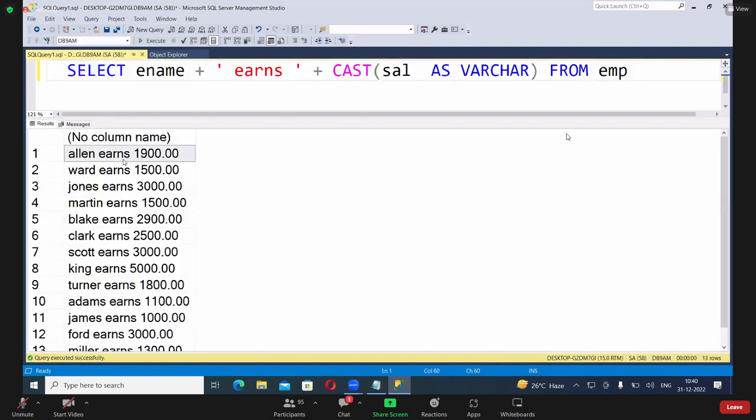See this: Alan ends 1900. Ward ends 1500. Jones ends 1300. Martin ends 1500. Like this. So every name is concatenated with ends, and ends is concatenated with salary. Understood?